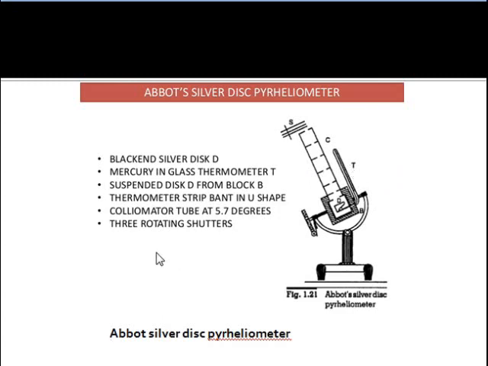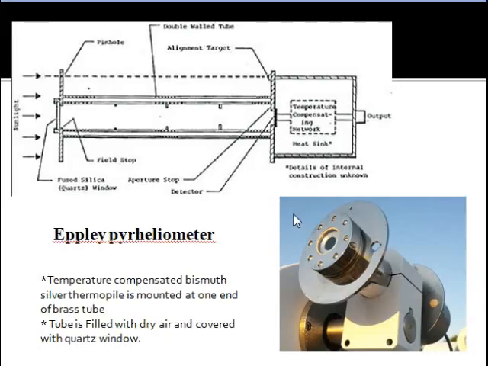Next we have one more measuring system, that is the Epley pyrheliometer, and this is the Epley pyrheliometer. The Epley pyrheliometer is a device used again for measuring the beam radiation. It also effectively separates the diffused radiation coming into the sensor. We will not be able to measure the total radiation. We can measure only beam radiation. The construction of the Epley pyrheliometer goes like this.